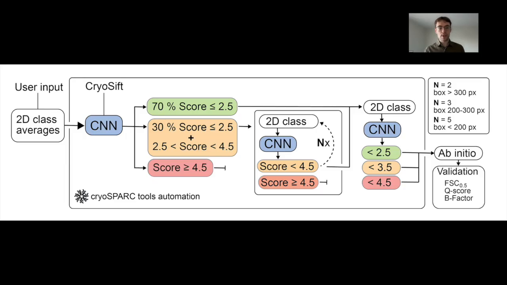But as a side note, users have the option to tweak the parameters the way they want. If you have more noisy data or better data, for apoferritin for example, you have control over these parameters.